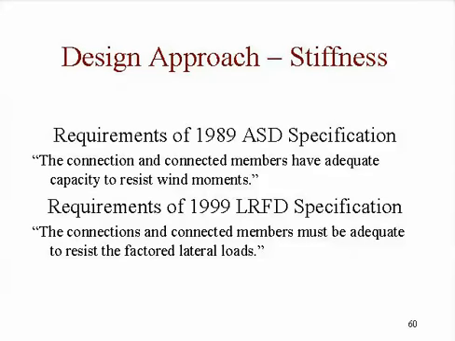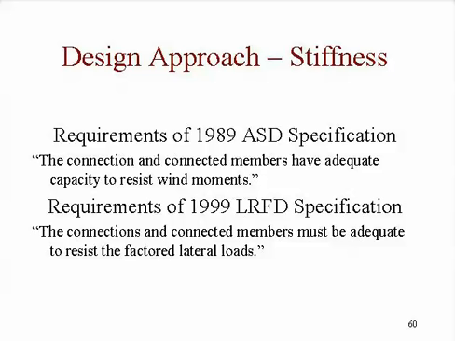Now let's look at the stiffness part of it. That was a look at a simplified approach to the strength. Now let's look at the stiffness. The 1989 ASD specification said that the connection and the connected members have adequate capacity to resist the wind moments. Now some people took that to mean that it didn't have to have any capacity to resist the gravity moments.